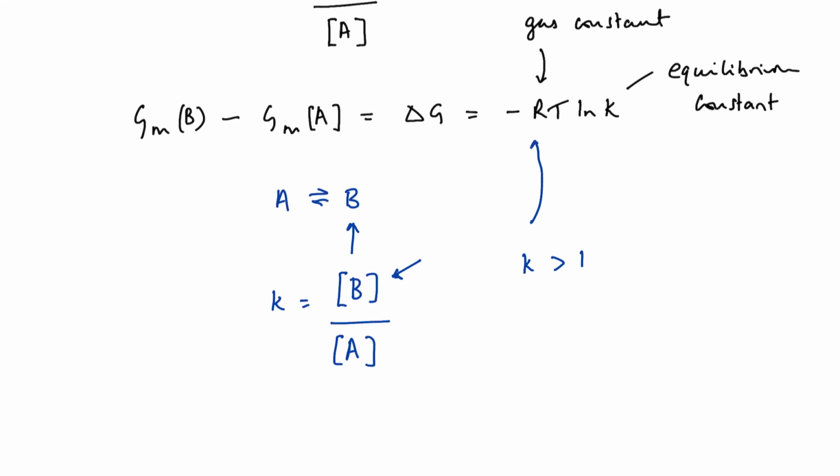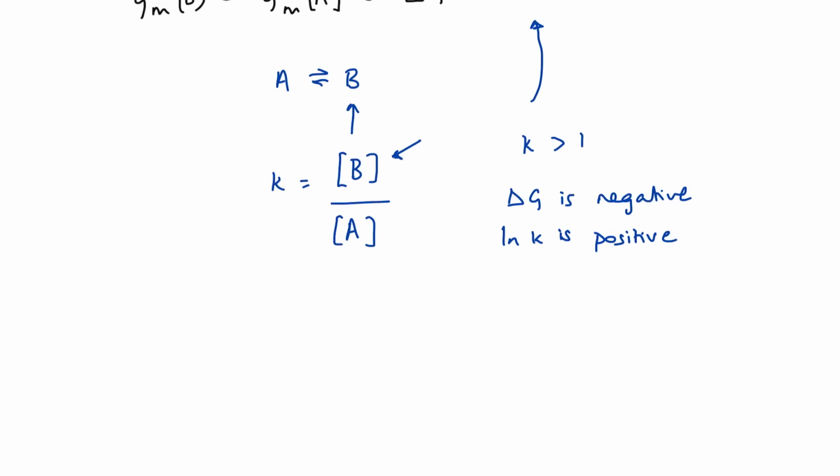In terms of this equation here, that tells me that delta G is going to be negative and ln K is going to be positive. That's the scenario where we have, let me just do a quick sketch, A and B, and A has a greater Gibbs molar energy than B, and so position of equilibrium lies to the right.